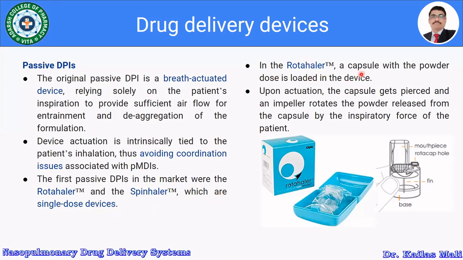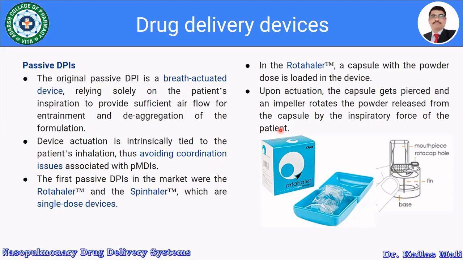So in the Rotahaler, a capsule with a powder dose is loaded in the device. Upon actuation, the capsule gets pierced and an impeller rotates. The powder is released from the capsule by the inspiratory force of the patient. Through this, we are supposed to load the capsule. Upon actuation, the capsule gets pierced and the impeller is rotated, and the powder is released by the inspiratory force of the patient.